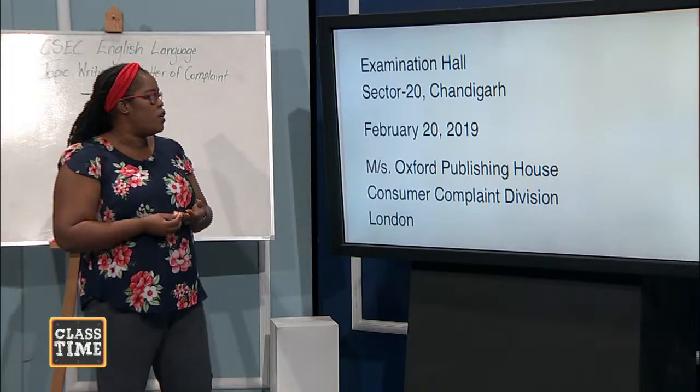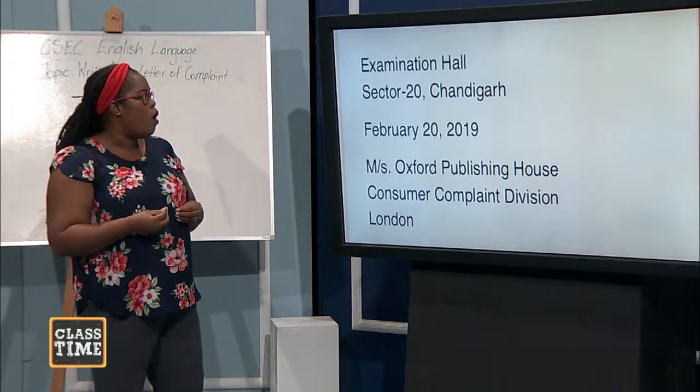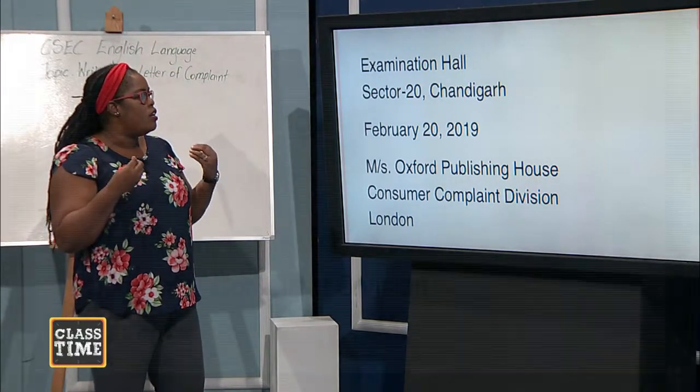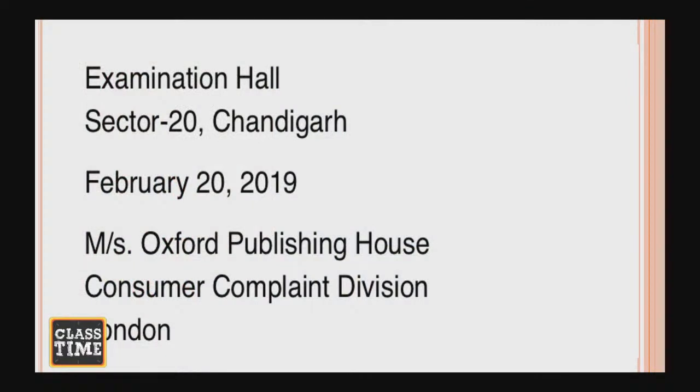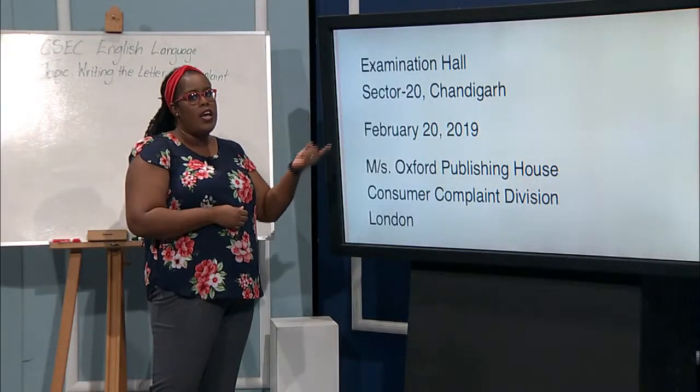All right, so on screen we have Examination Hall, Sector 20, Chandigarh. Now, this would be the sender's address. My address. So if I am the one writing the letter, my address would be here. And after the address, we skip a line and we have the date.